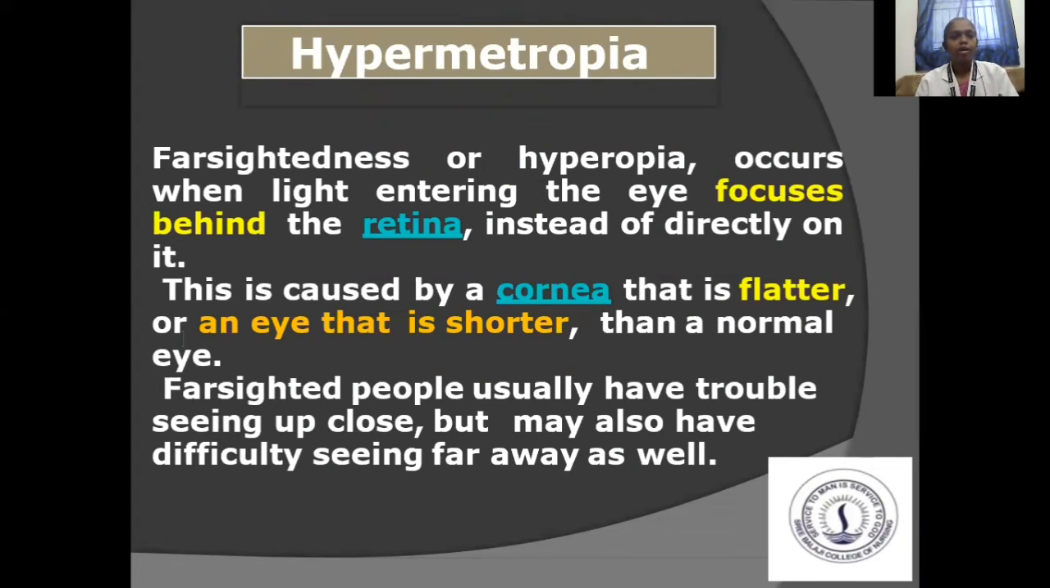Farsightedness or hyperopia occurs when light entering the eye focuses behind the retina instead of directly on it. This is caused by a cornea that is flatter, or an eye that is shorter than a normal eye. Far-sighted people usually have trouble seeing up close, but may also have difficulty seeing far away as well.